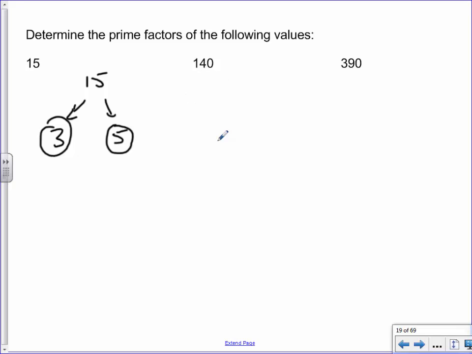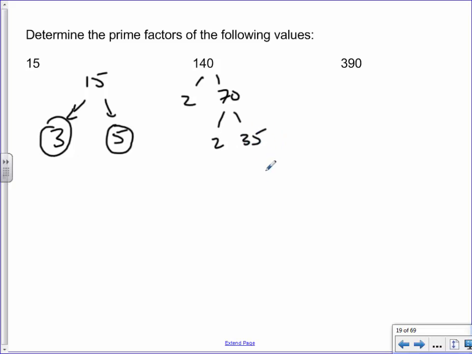For example, when I look at the number 140, it's even, right? Even number means it has to be divisible by 2, right? So some kids would break it up into a 2, and then they'd work backwards and say, okay, 70. And then they'd say, oh yeah, 70, that ends in a 0. That's even, so I'll pick off another 2.